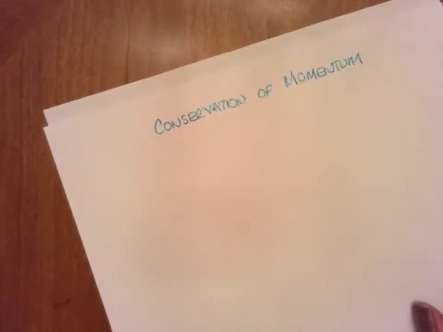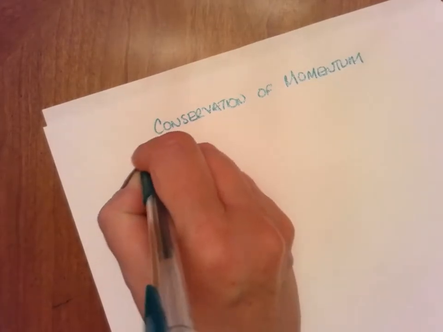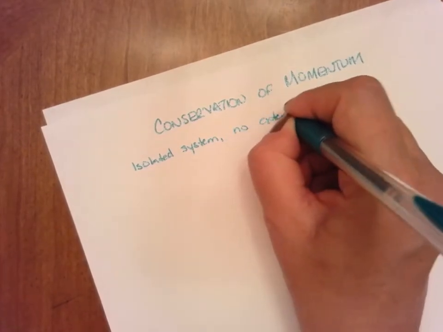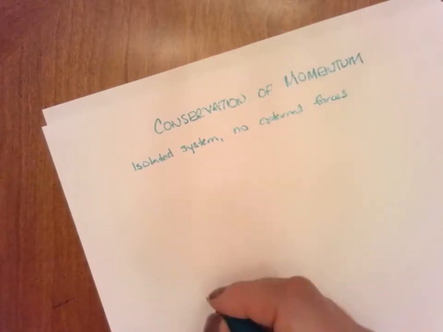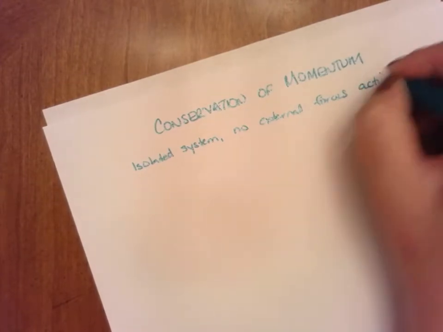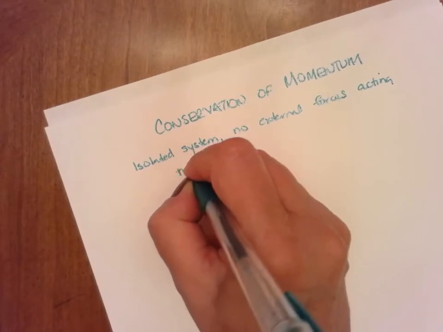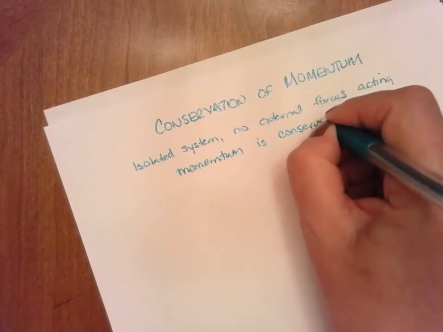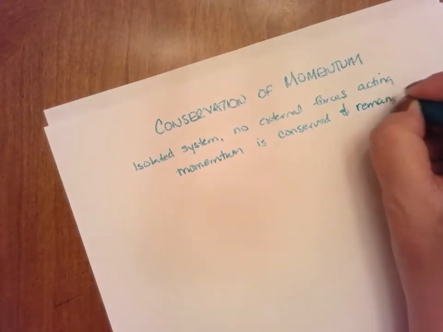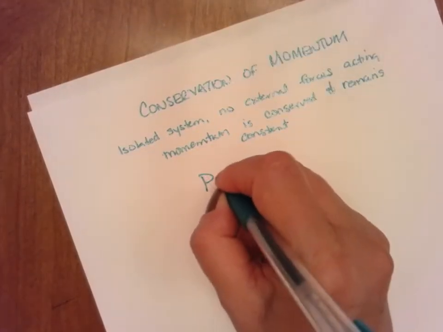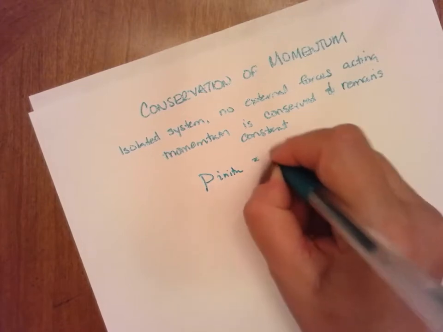Conservation of momentum. In an isolated system, with no external forces acting, momentum is conserved and remains constant, so that the initial momentum is equal to the final momentum.